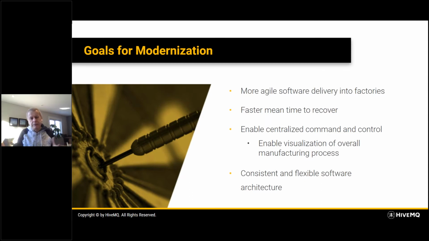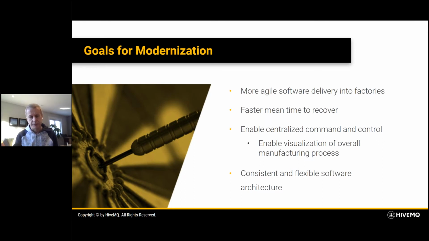The third goal is more central command and control. You don't have to be going out and manually interacting with your equipment. Can you control and maintain the equipment from a central location? Can you start to visualize the overall process from a central location? And finally, can you bring a more consistent, flexible architecture to your factory floors?